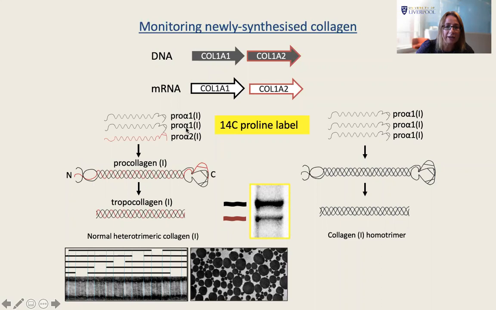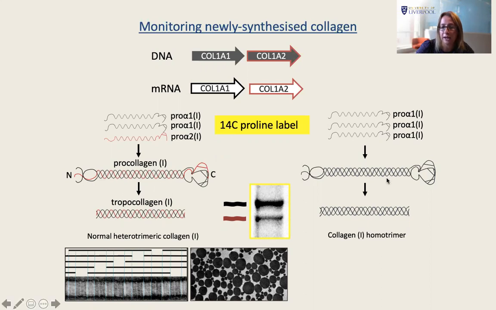Type 1 collagen is a heterotrimer of 2 alpha-1 and 1 alpha-2 chains. It's formed as a proform called procollagen. The N and the C propeptides are then proteolytically removed to form tropocollagen, which spontaneously assembles into fibrils. So the normal ratio of alpha-1 to alpha-2 is 2:1.